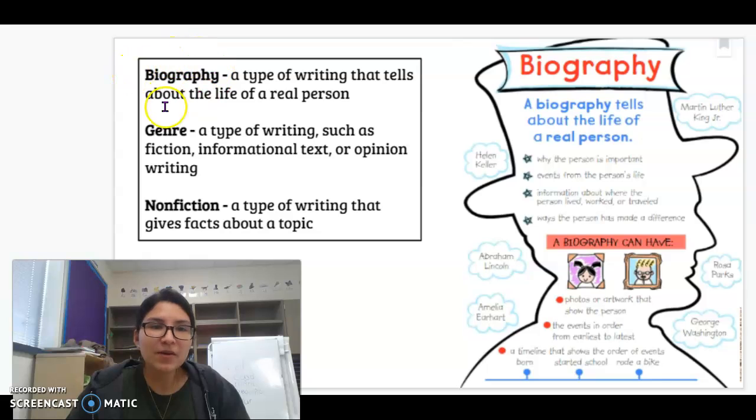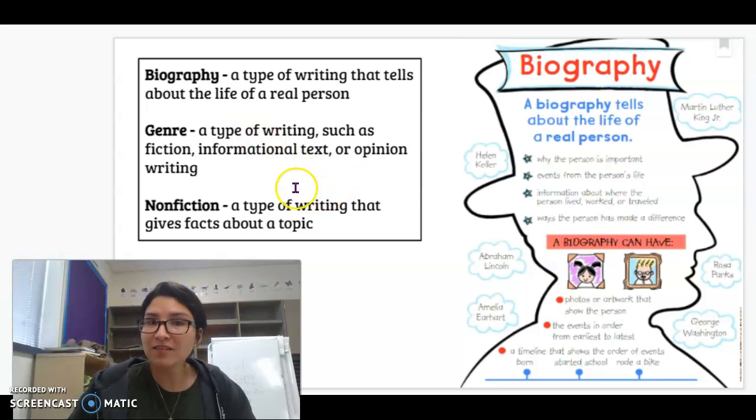So right here we have some vocabulary words I'd like for us to go over before we finish this video. So biography, go ahead and say that word, practice it. Biography. Excellent. Biography is a type of writing that tells about the life of a real person. So that's what we're focusing on this week, biographies. We're reading about real people and the different things they did in their life and the important things they did in their life. Genre. Go ahead and say genre.